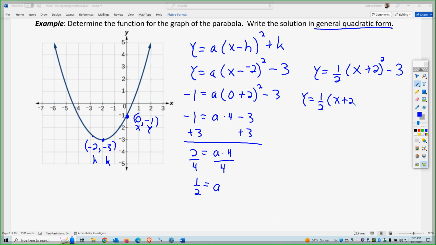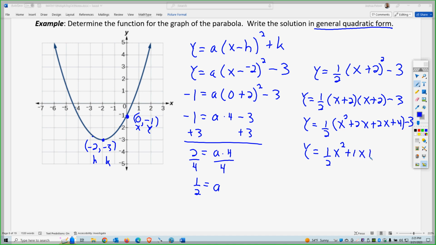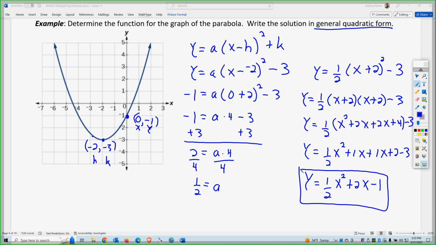So I do exponents first. Then I'll multiply. I think I'll multiply the x terms first. Okay, so I'll multiply one more time. So I get 1/2 x squared plus 1x plus 1x plus 2 minus 3. Oh, 2x. No, it's just plus 2. Okay. So we did exponents, then we did multiply, then we'll do add and subtract. So 1/2 x squared plus 2x minus 1. So that is the general form. So this is a valid answer. It's just not in general form.